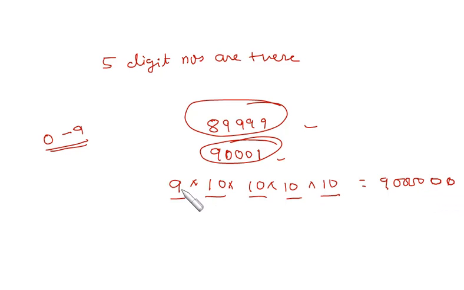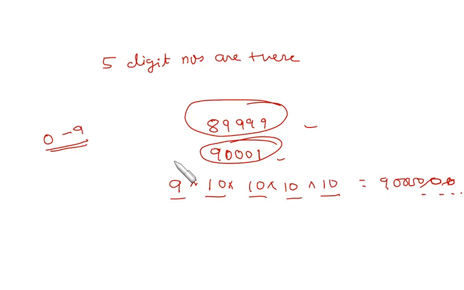Because for the first place you have 9 choices. For other places you have 10 choices. So you'll be getting 90,000, then 9 lakh, then 90 lakh and so on. Right? So I hope you are clear with this. How many 5-digit numbers are there? This concept is clear in your mind.